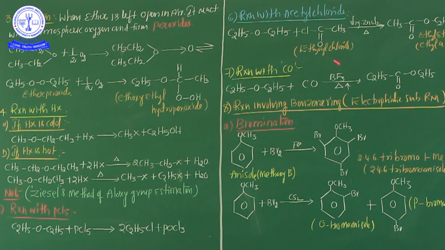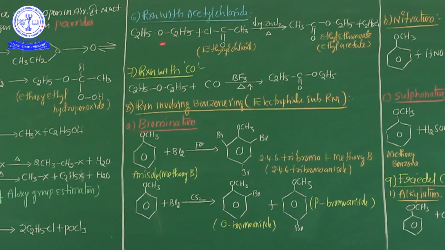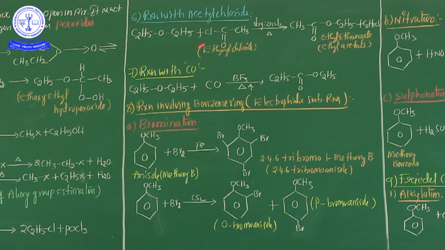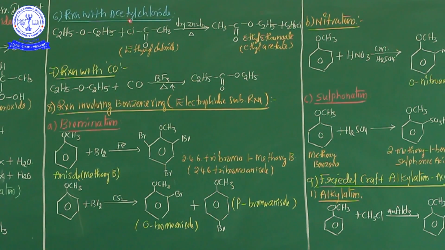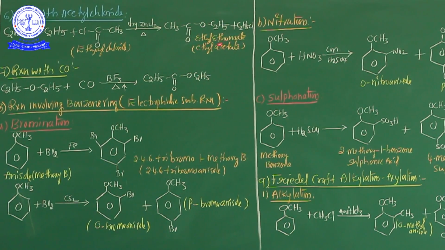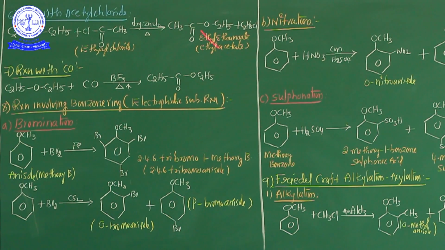After that, the sixth reaction: reactions with acetyl chloride are also important. Diethyl ether is treated with ethanoyl chloride in the presence of dry ZnCl2. Ethyl chloride and ethyl ethanoate, commonly known as ethyl acetate, are formed. Whenever ether reacts with acetyl chloride, these are the products: ethyl ethanoate and additionally C2H5Cl, ethyl chloride.